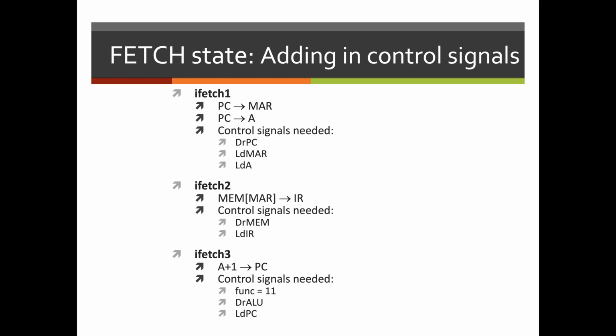And we can treat memory here like it's a level trigger. So we just need to tell memory to put its output onto the bus and record that into the instruction register. Then we can tell the ALU to add 1 to A and put that on the program counter and then onto the bus, and we've completed our microstate.